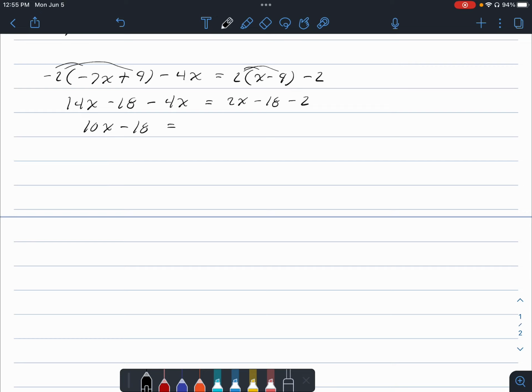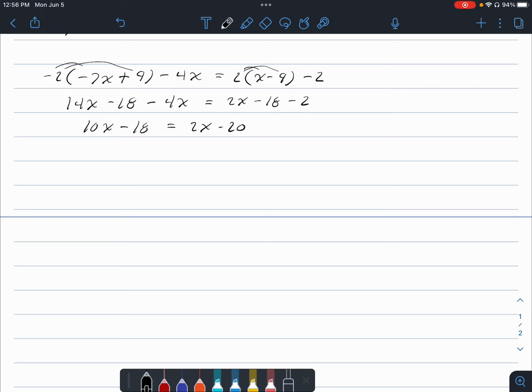On the right-hand side, we have a negative 18 and a negative 2. So if we combine those, we'll have negative 18 plus negative 2. That's negative 20. So we'll have 2x minus 20. All right, so now we want to try to get all the x's on one side and all of the constant terms on the other.